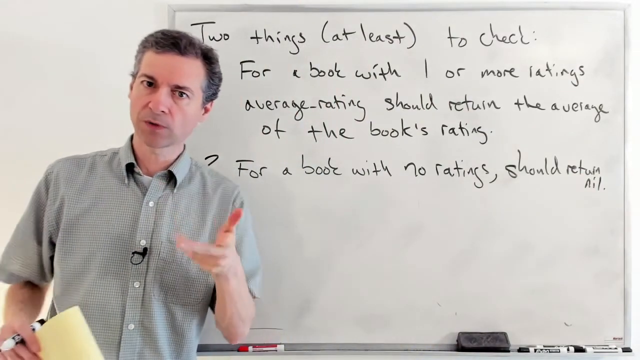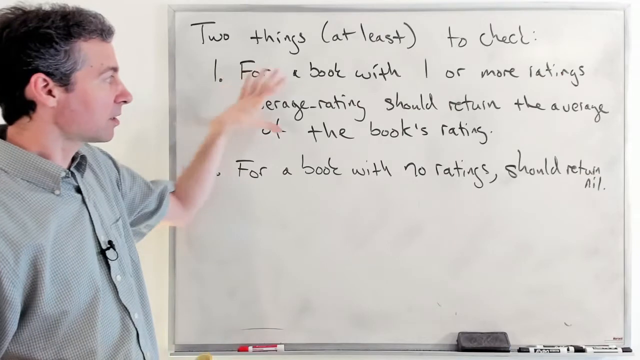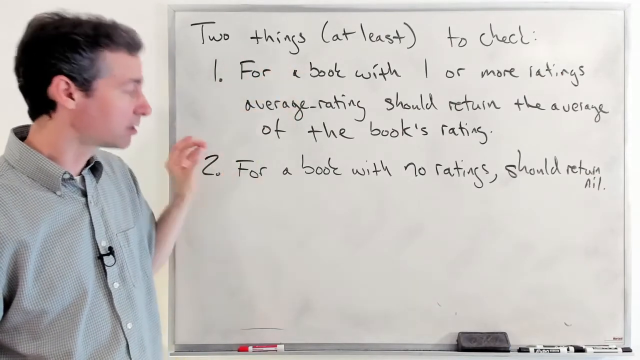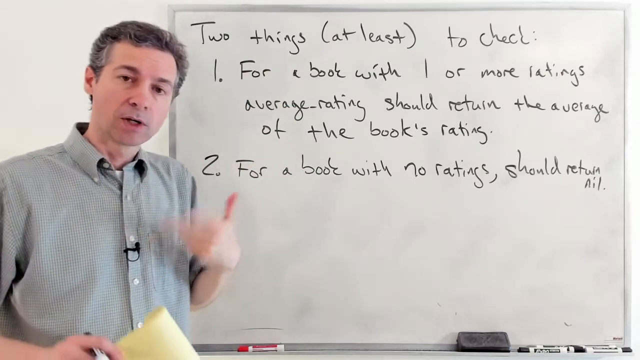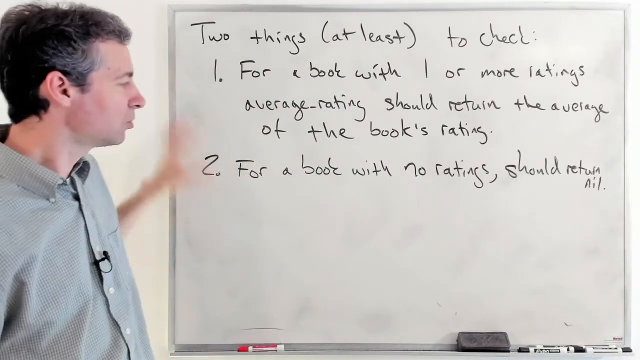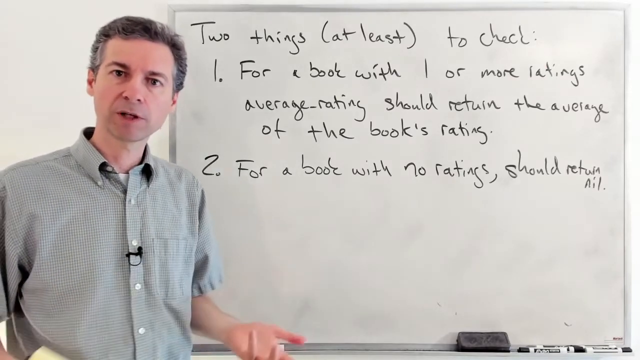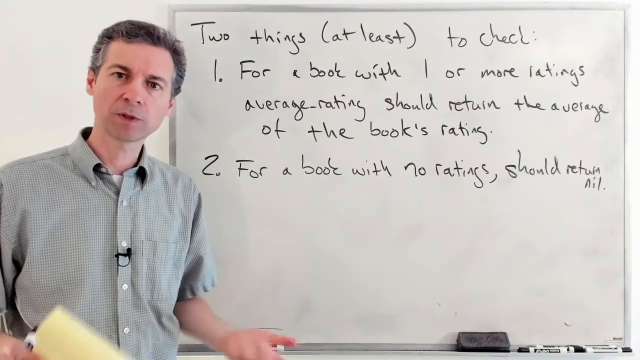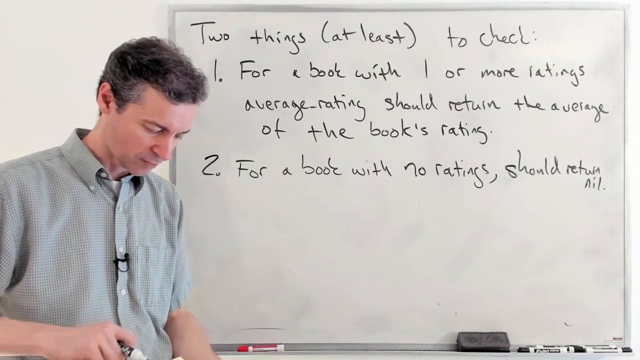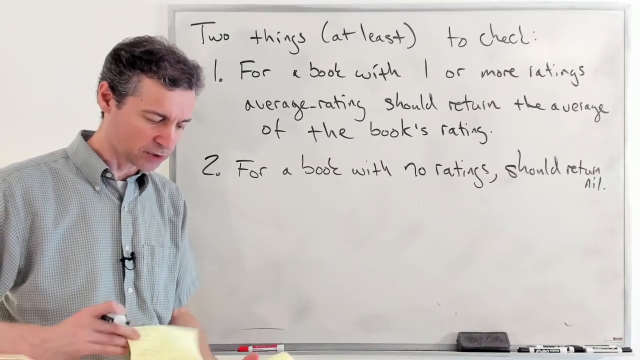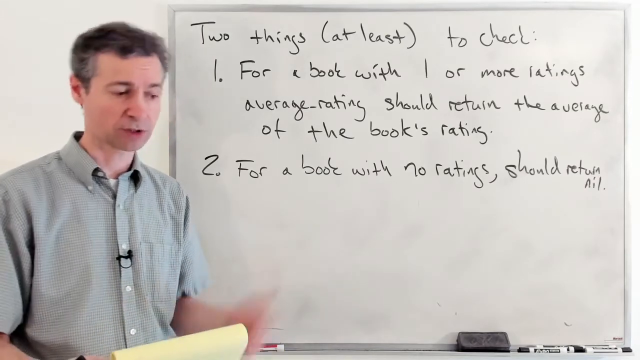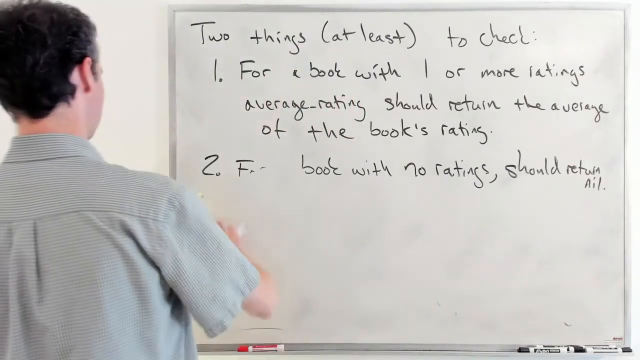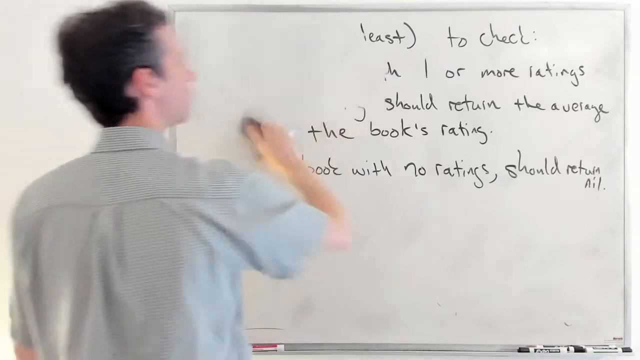You can't do both of these at once, because it takes a book with 1 or more ratings, that's one type of input, and a different book that has no ratings. So we know that we've got to have at least 2 test cases to have even a glimmer of hope of knowing whether we fully met the specification. And again, you can derive this by reading the specification. It says it should do this, and it says it should do that. All right, figure that out. Great.